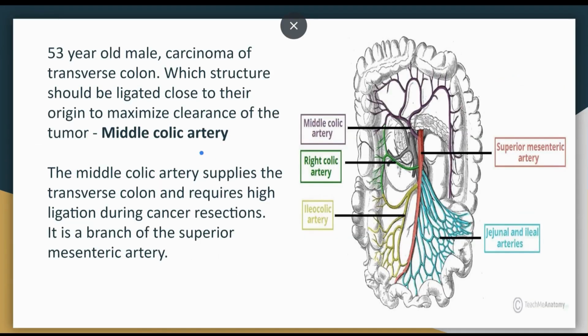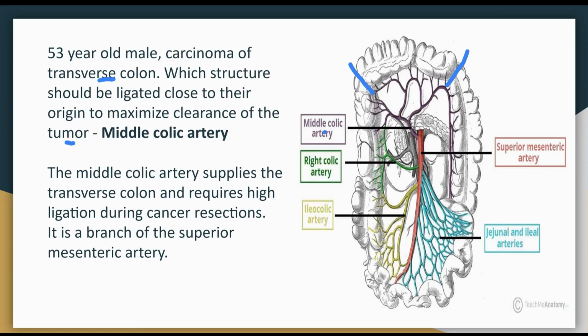A 53-year-old man presents with carcinoma of the transverse colon. Which structure should be ligated close to its origin to maximize clearance of the tumor? We know that the transverse colon, which runs from the hepatic flexure towards the splenic flexure, is supplied by the middle colic artery, and the middle colic artery needs to be ligated in order to maximize management of the cancer.